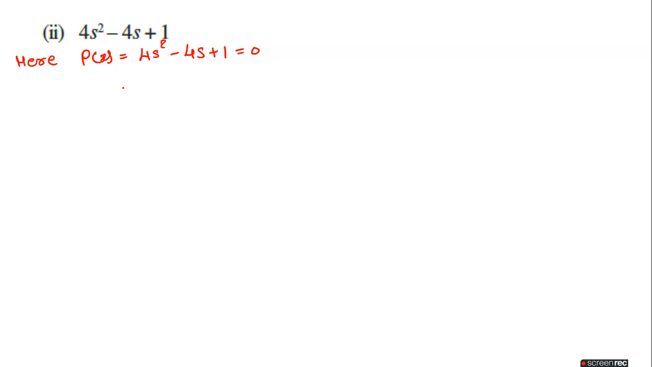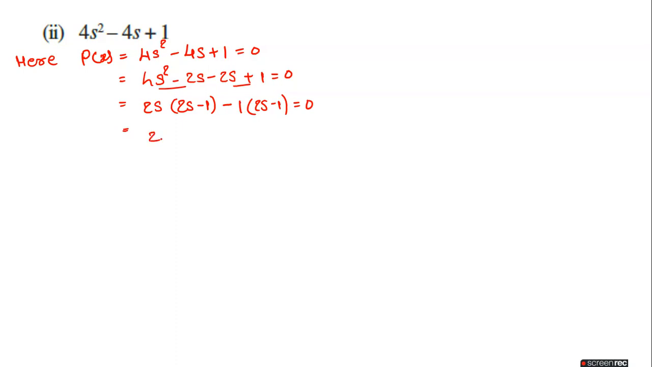Tell me again. What you tell, that I will write. Very good. Okay, in this manner also you can do, and then you have to factor, means you have to take common. Okay, 2s is common, 2s minus 1 will remain, and 1 is common, so 2s minus 1 is equal to 0. And now 2s minus 1, 2s minus 1 again is equal to 0.